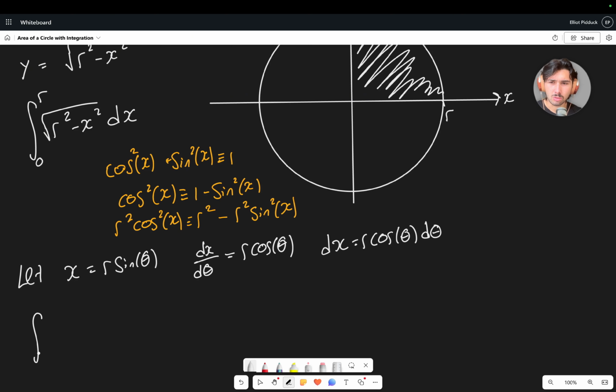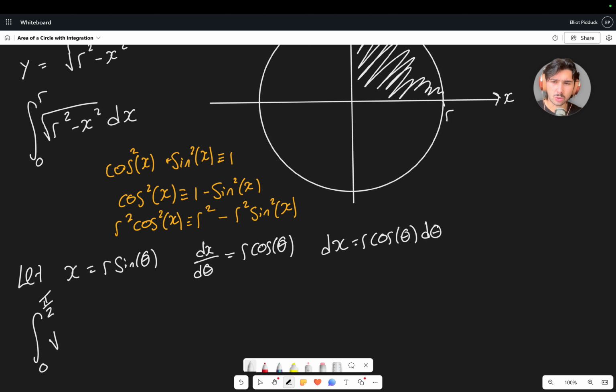Going back to the integral, let's do the limits now as well. So when x is 0, that means that theta would also have to be 0. So our new limit in terms of theta at the bottom is 0. And when x is r, we get the equation r equals r sine theta, which means that sine theta is the number 1 if you divide both sides by r, which means that theta would be pi over 2. So our upper limit is pi over 2.